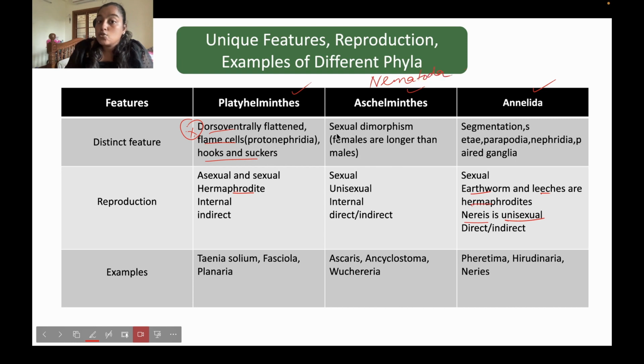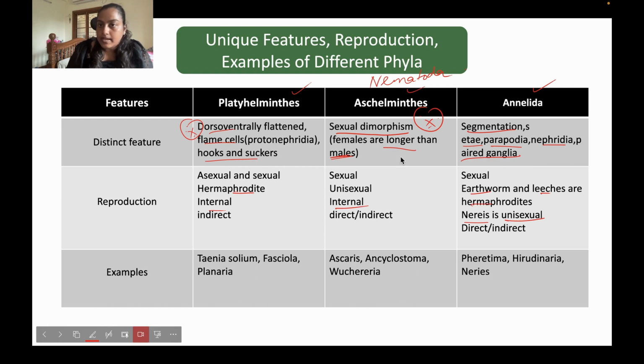They show sexual dimorphism, very important: distinction between male and female. Females are longer than the males. Annelida, of course, what comes to your mind? Annelids mean segments, segmentation, right? They have setae, parapodia, nephridia, paired ganglia. All these are important terms to remember. Just like I told you, these undergo internal fertilization.